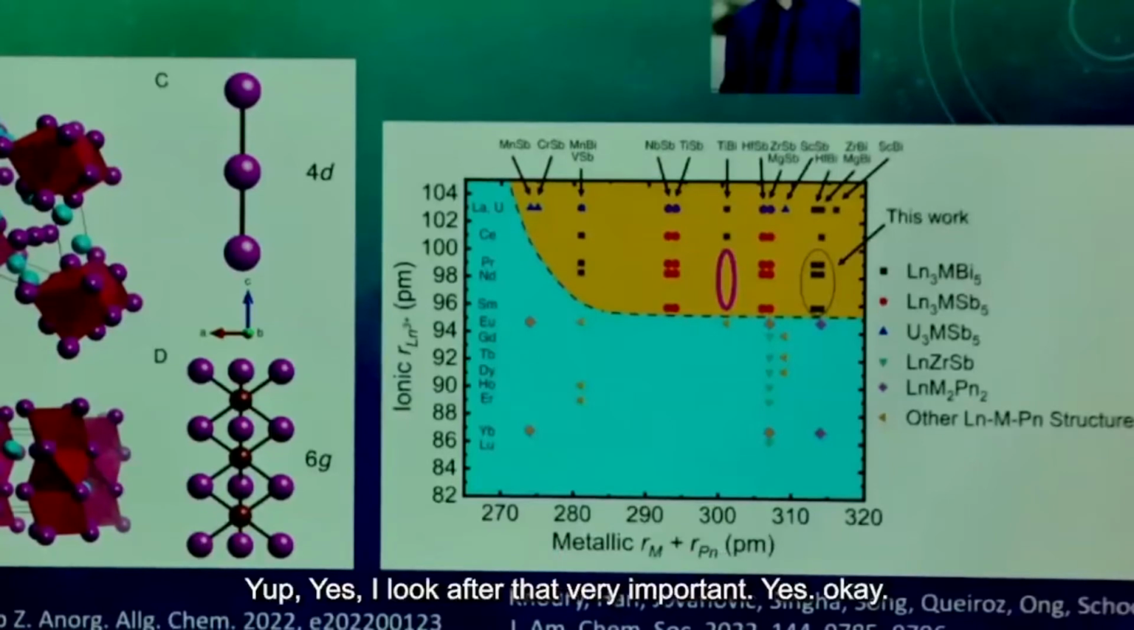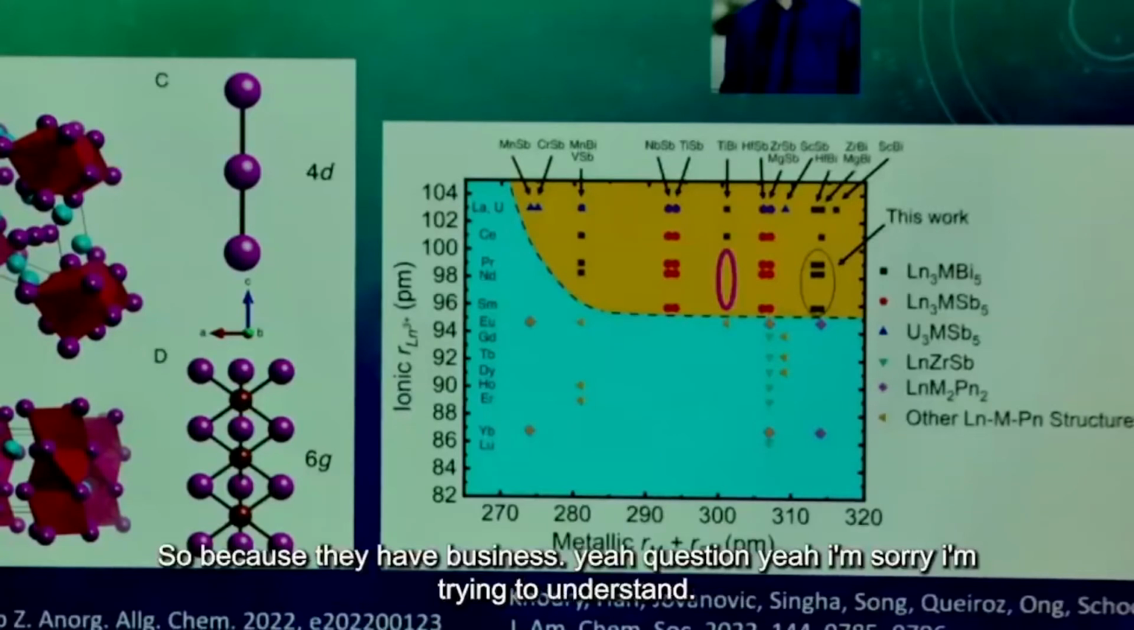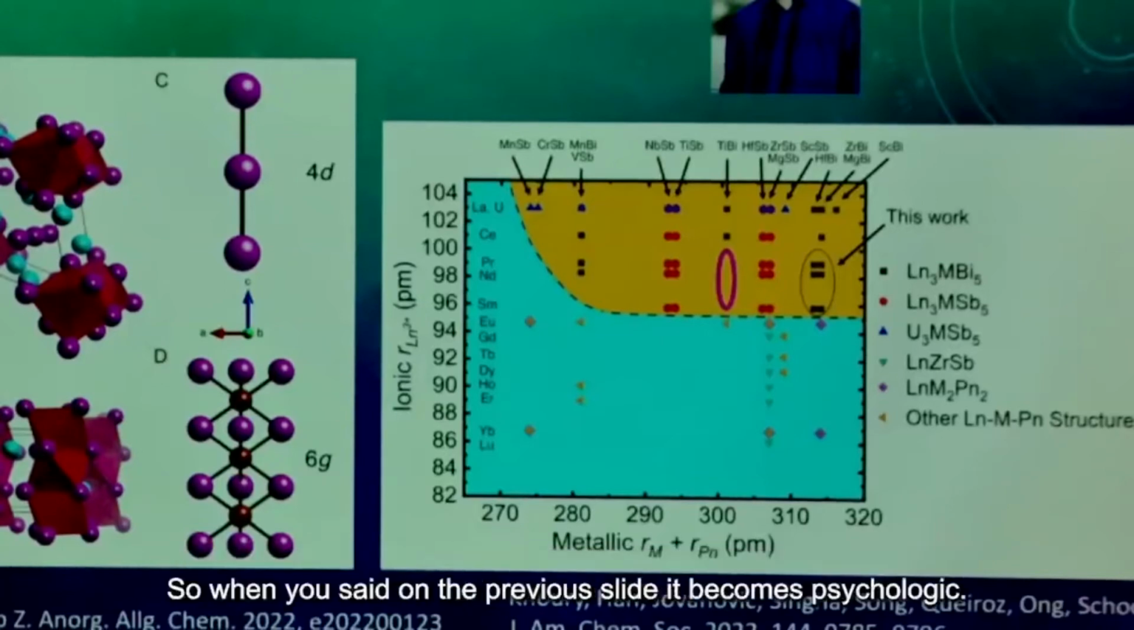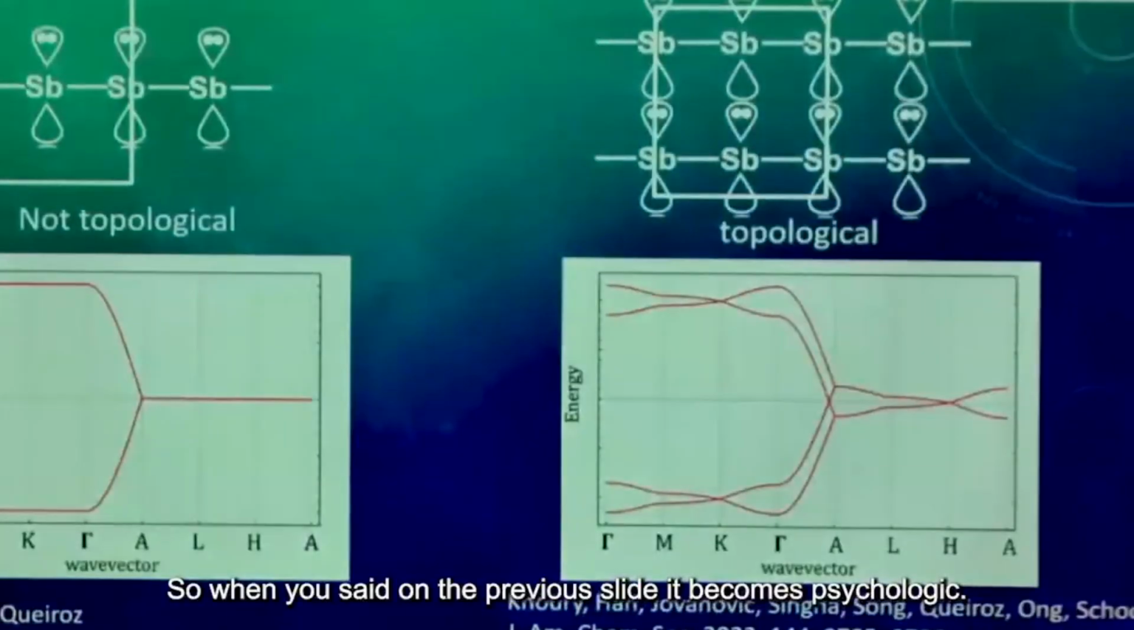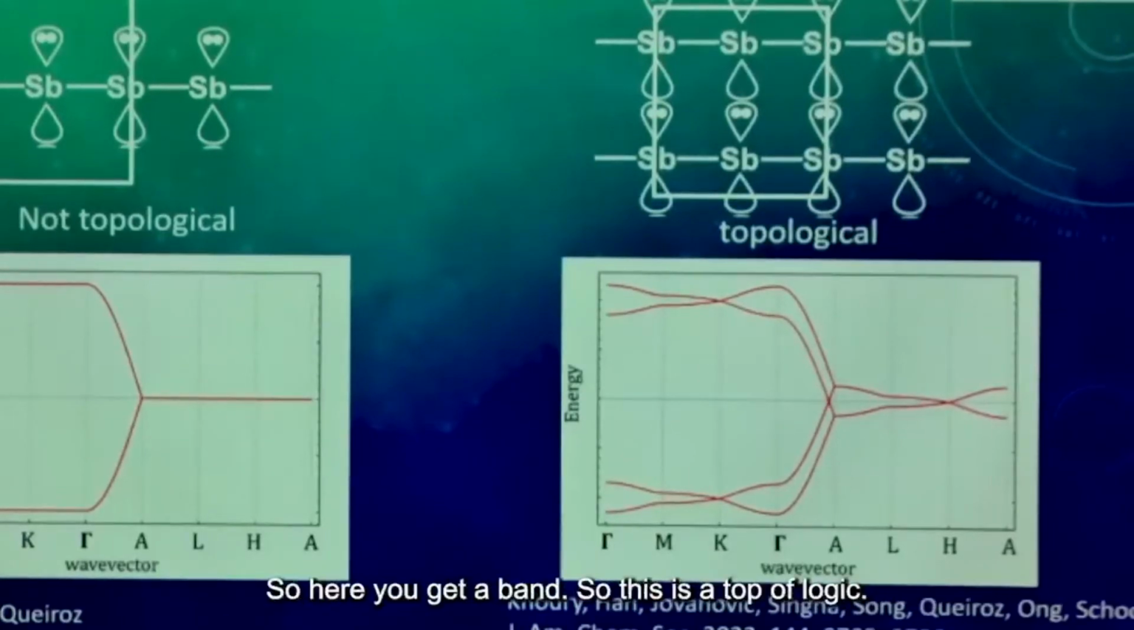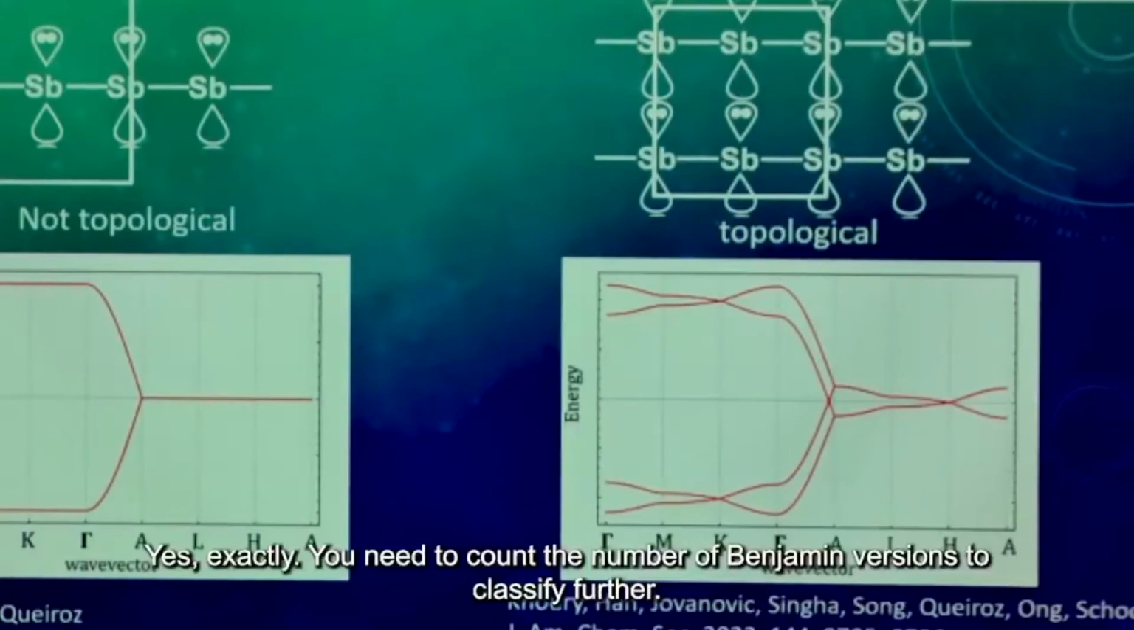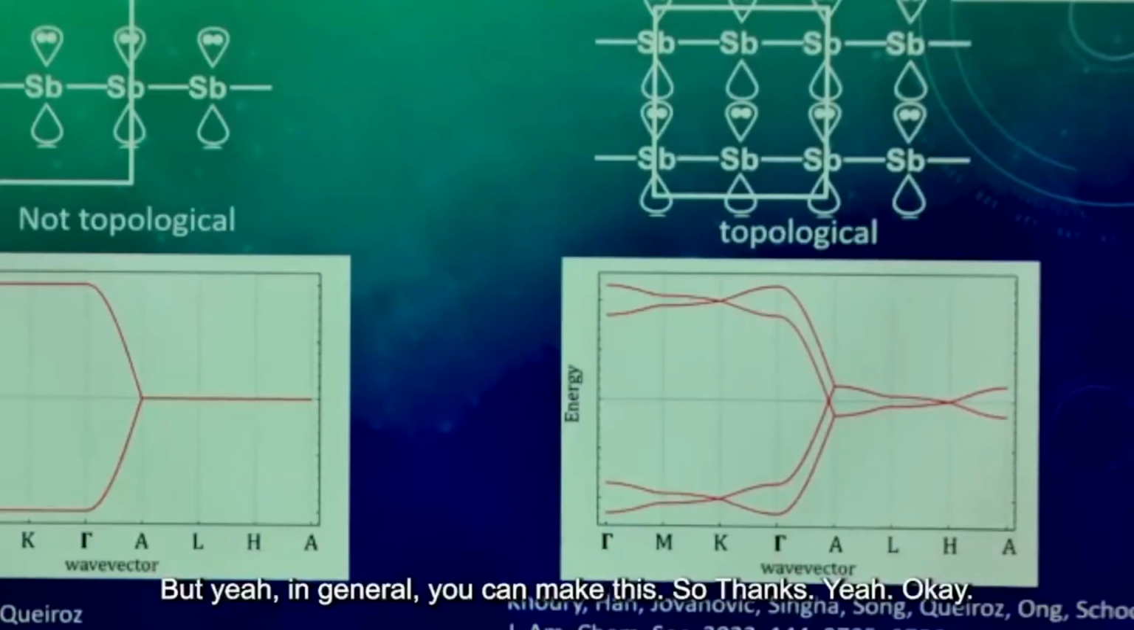Yeah? Spin-orbit coupling is important here. Yes, I will get to that. Very important, because they have bismuth. Question: when you said on the previous slide that it becomes topological, could you define topological material in this context? So here you get a band crossing which carries a band inversion in the plot. So this is a topological band crossing. If it has this band inversion, it's topological. If it's not, then it's not topological. Yes, exactly. You need to count the number of band inversions to classify further, but in general, you can make this approximation. Thanks.